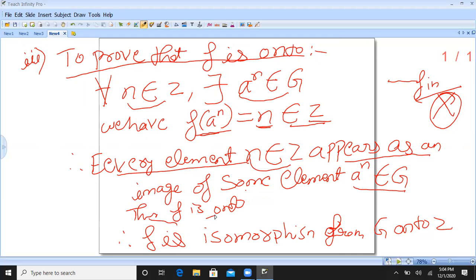So f of a raised to n belongs to z, as usual n belongs to z. Therefore every element n belongs to z appears as an image. We already said image and pre-image, like x square is 2x. The image and the pre-image exist. So therefore f is an onto function.